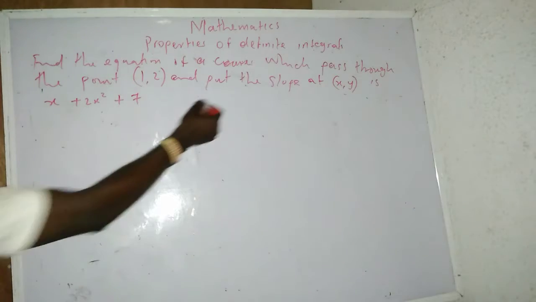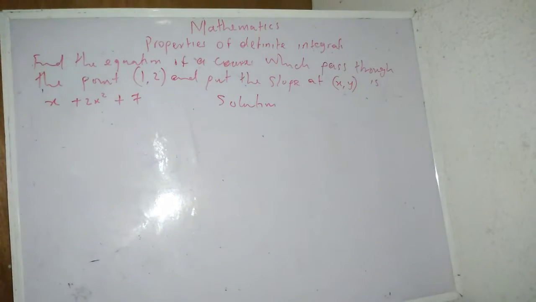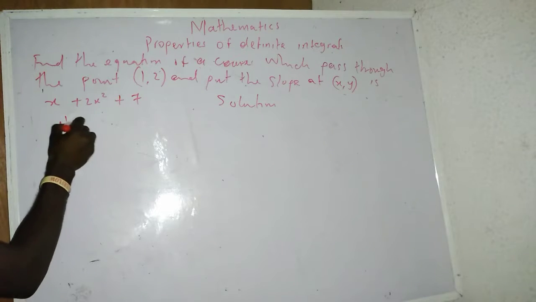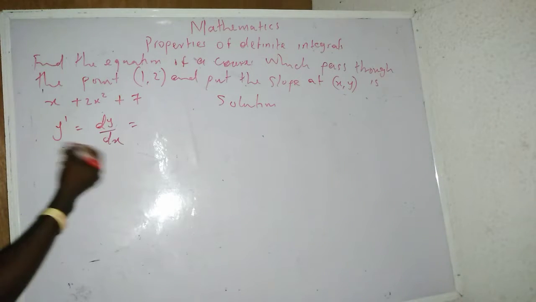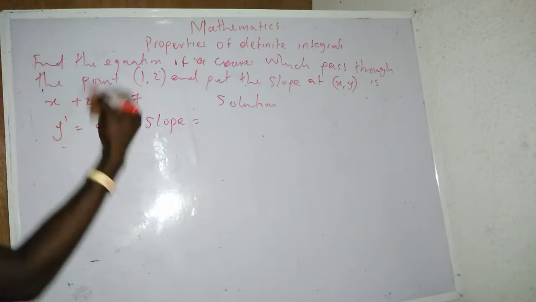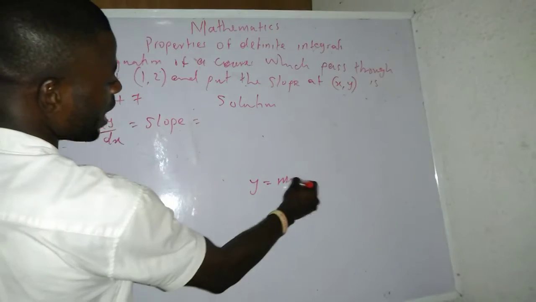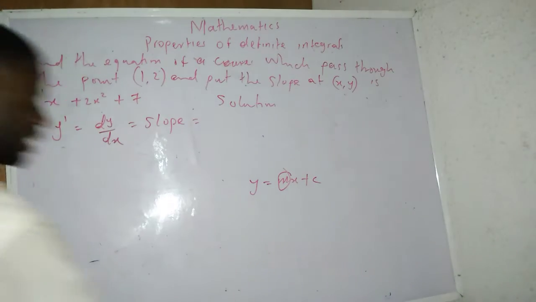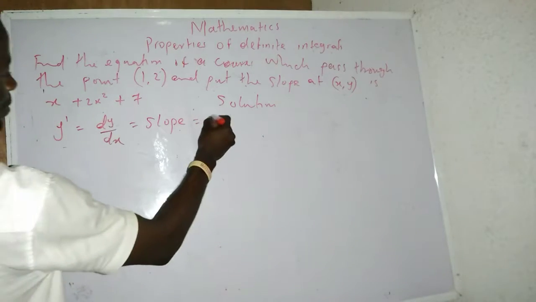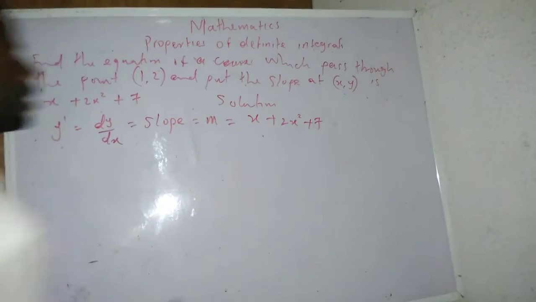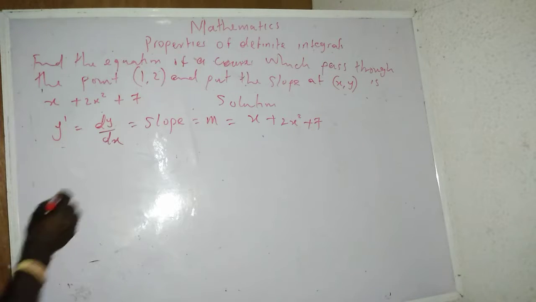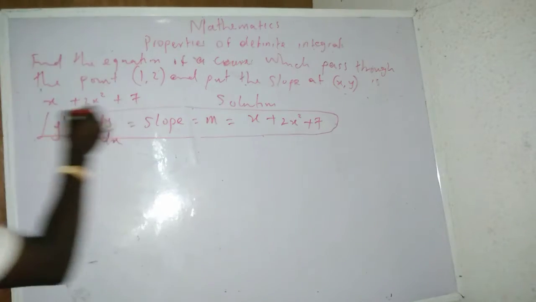If I solve this type of problem, it's a very good question that you can have at any time. I'm looking for an equation, but this is a slope. My slope can be given as y prime, also dy/dx, which is the same thing as the gradient. In y equals mx plus c, this m is the gradient. So the slope equals x plus 2x squared plus 7. This is the interpretation of this particular problem.